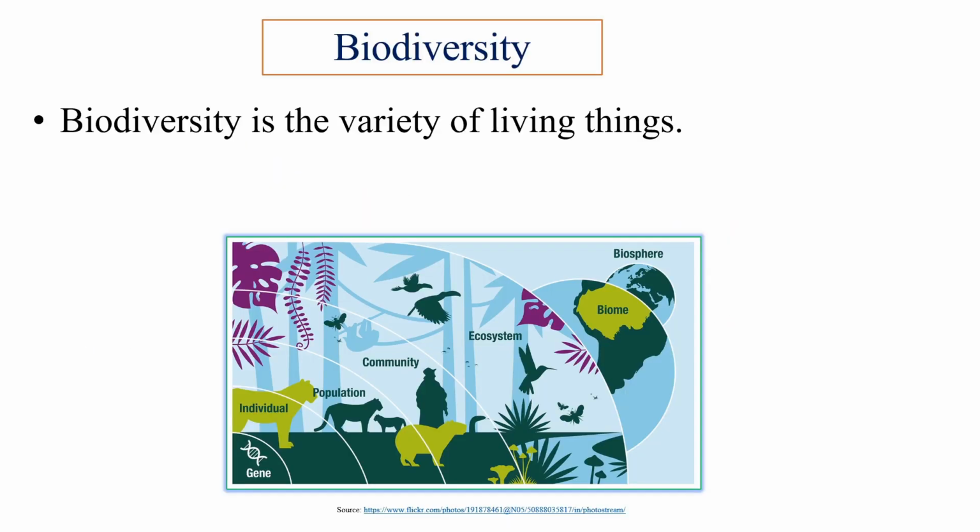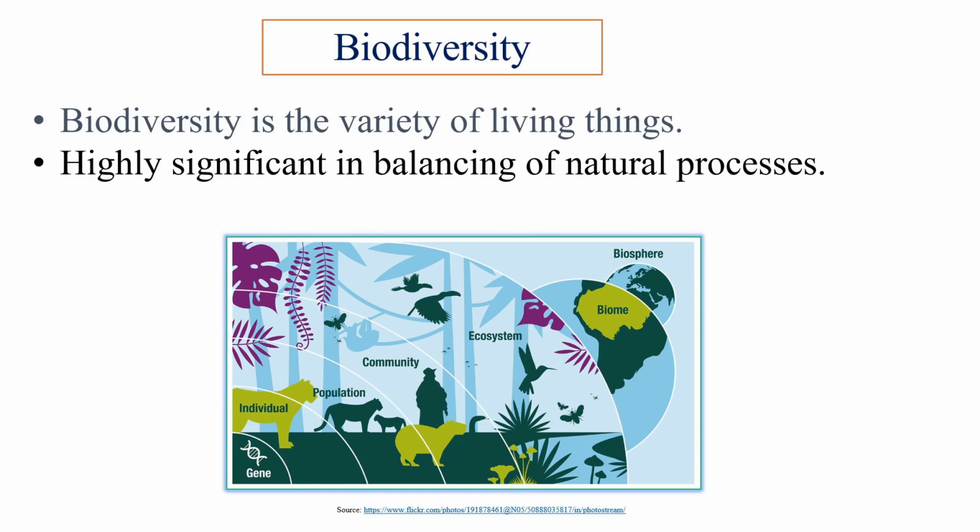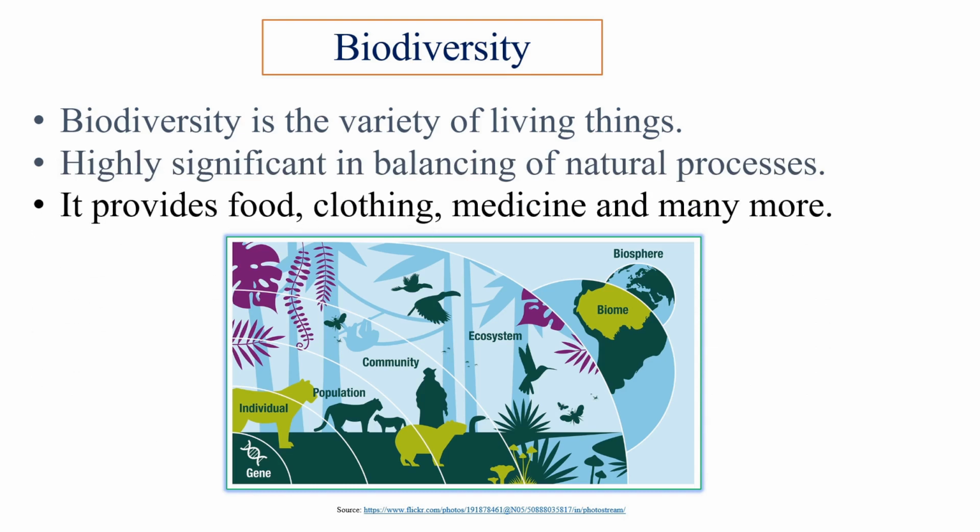Biodiversity is the variety of living things. An area with healthy biodiversity will have several varieties of life in it. They include animals, plants, and microorganisms. All these different species link to each other in a network called an ecosystem. Biodiversity is highly significant in balancing natural processes. It provides food, clothing, medicine, and many more.